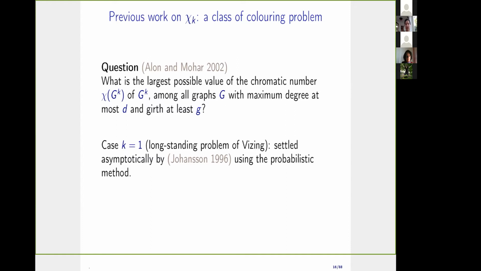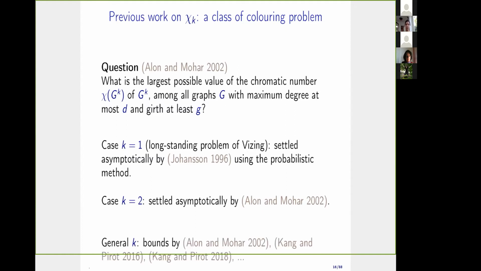This for k equal to 1 is a very well-known problem by Bollobás, which was settled asymptotically by Johansson in '96 using the probabilistic method. The case k equal to 2 was settled also, I think, probabilistically by Alon and Mohar in the paper where they posed the question, in 2002. And there are other general bounds for k by Alon and Mohar, and Kang and Pirot. So Kang and his students were also working on this problem for some time.